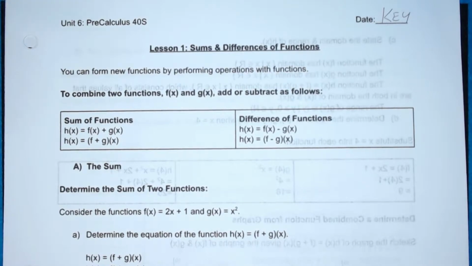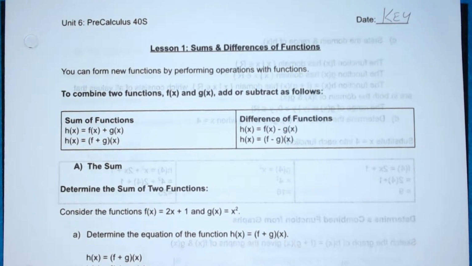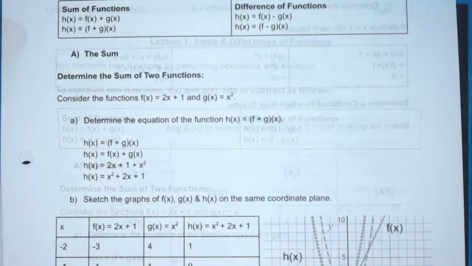To start, we have adding and subtracting, really straightforward. We have this function h of x, and what we're doing is just combining f of x and g of x, simply adding them together or subtracting them. So we'll start with the sum. Determine the sum of two functions.